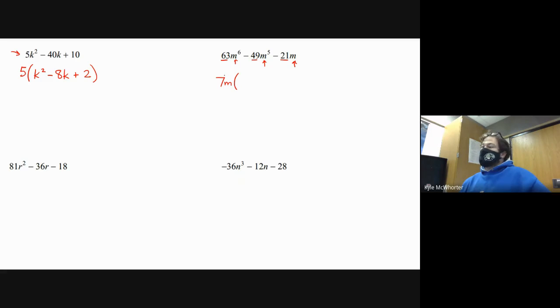So 63 divided by 7 is 9. 7 times 9, 63. And then if we take one of the m's out, we'll have m to the 5th left. 7 times 7 is 49. So this is going to be 7m to the 4th, because we're taking out one m and the 7. And then 7 times 3 is 21. And we're taking that m out, so we don't have any left in there.